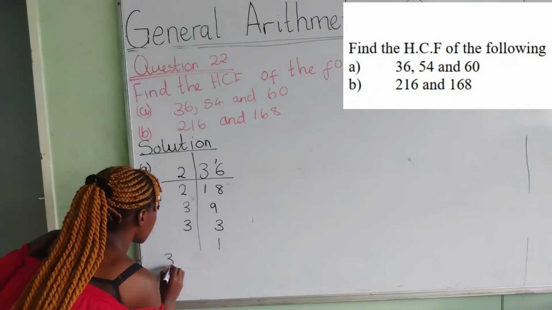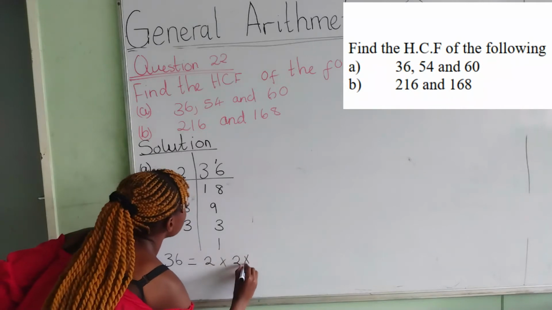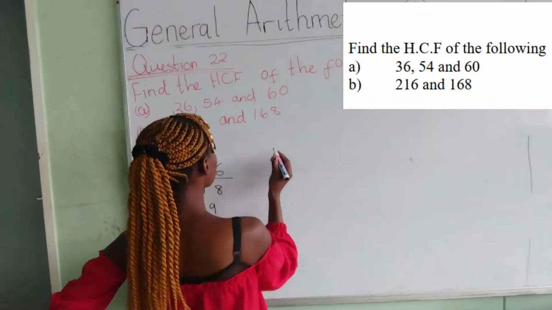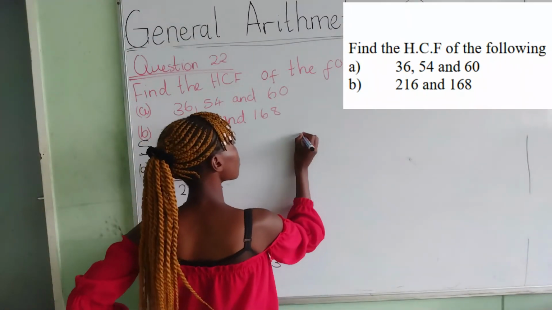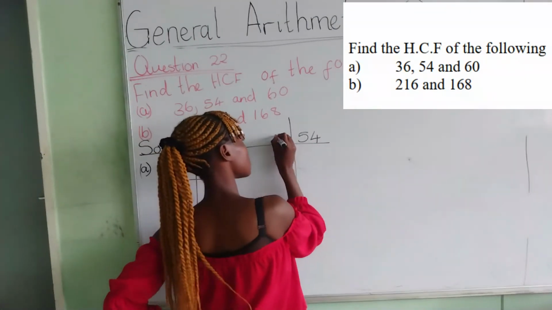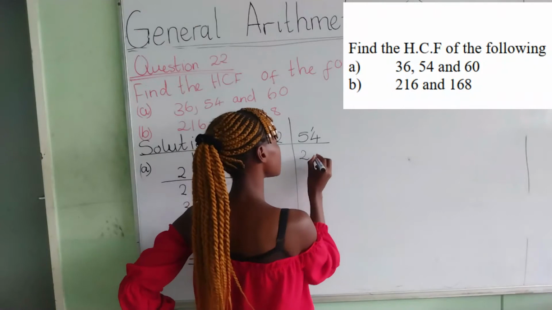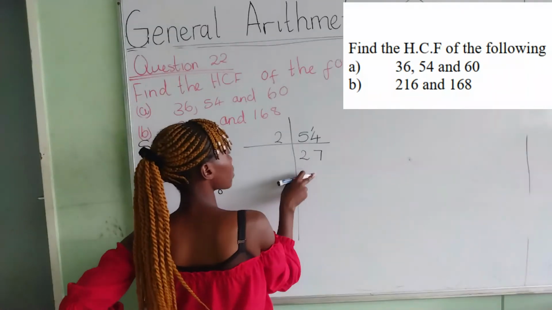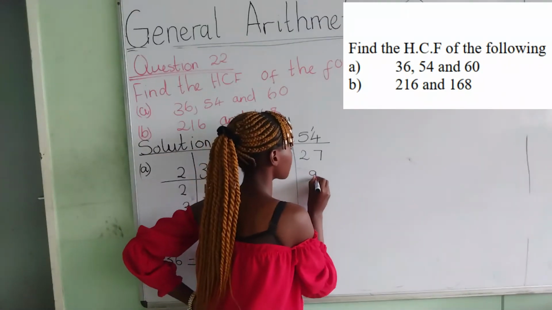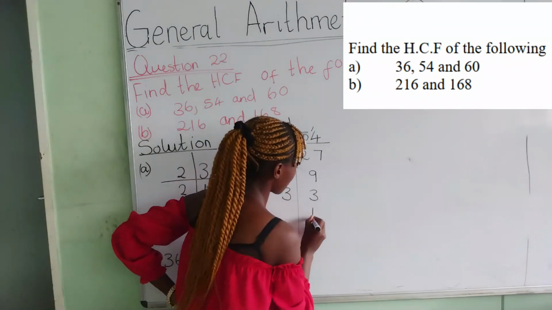So for 36, it's going to be 2 times 2 times 3 times 3. Okay? Now we go to 54. We do the same, we leave out 1. Start with 2. 2 into 54 is 27. 2 doesn't go into 27, so we'll go for 3. 3 into 27 is 9. 3 into 9 is 3. 3 into 3 is 1.